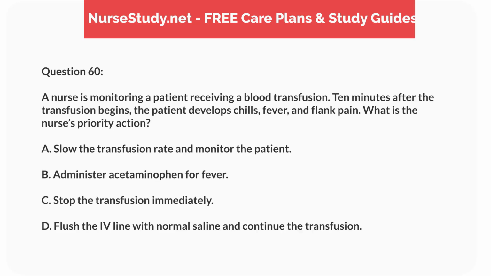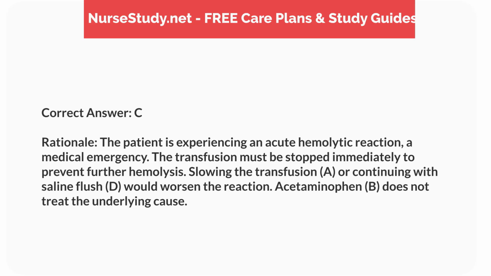Question 60. A nurse is monitoring a patient receiving a blood transfusion. 10 minutes after the transfusion begins, the patient develops chills, fever, and flank pain. What is the nurse's priority action? A. Slow the transfusion rate and monitor the patient. B. Administer acetaminophen for fever. C. Stop the transfusion immediately. D. Flush the IV line with normal saline and continue the transfusion. Correct answer, C.